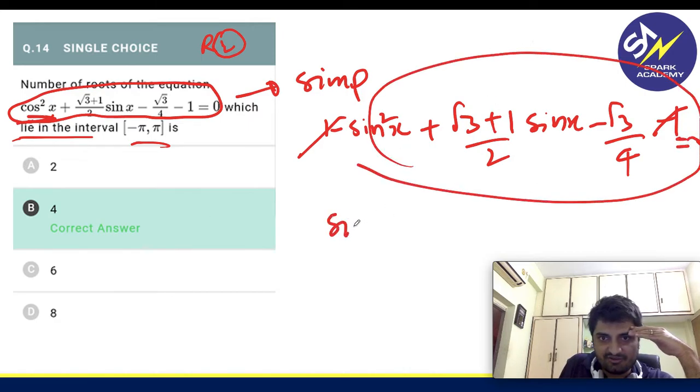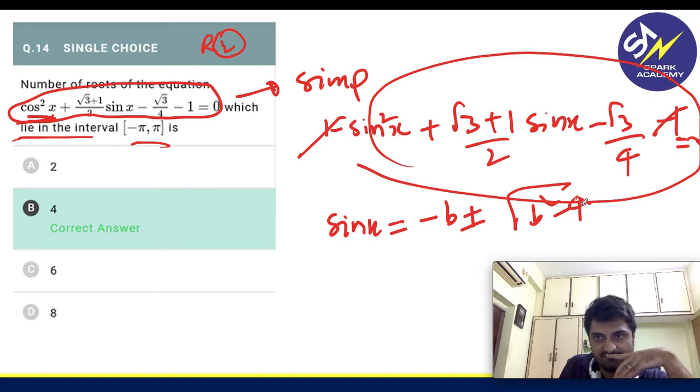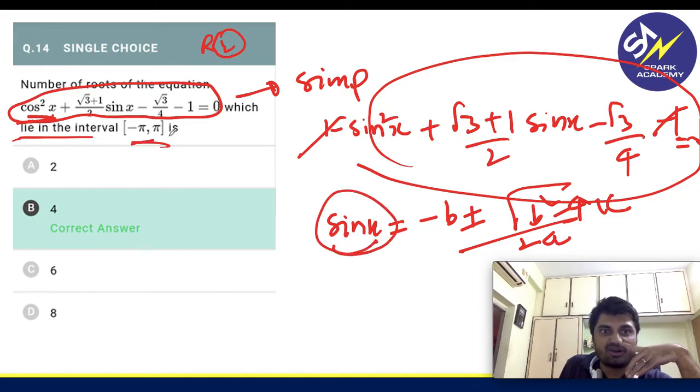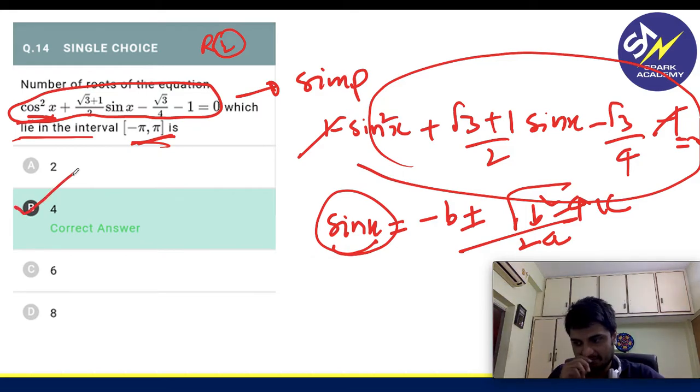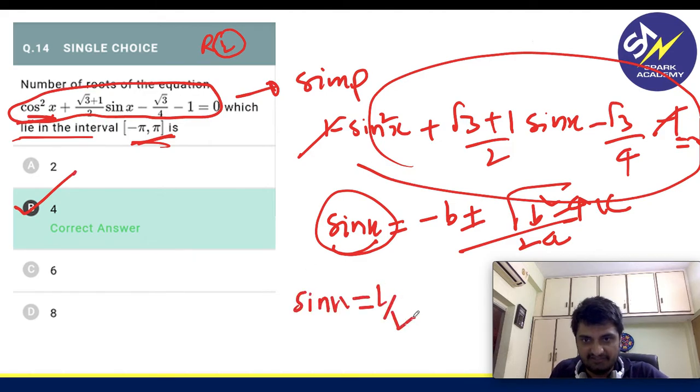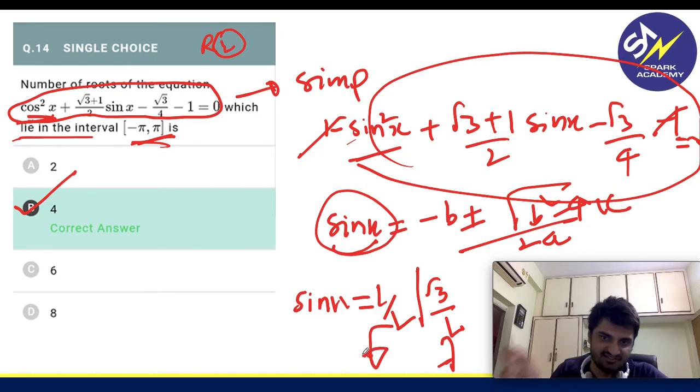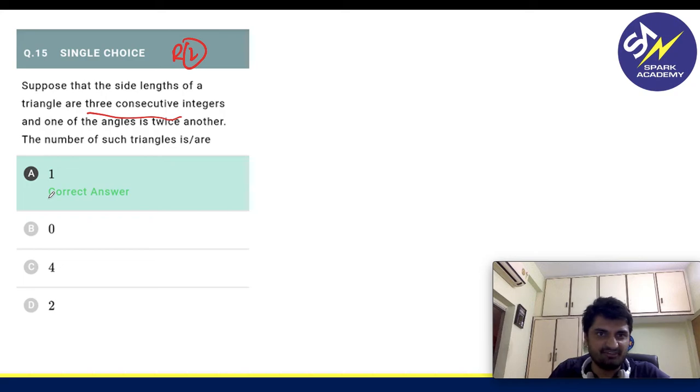This is like a quadratic. So you will get sin x as minus b plus or minus under root of b square minus 4ac, by 2a. So you are getting two values, right? And you need to count. So you'll get 4 actually. If you simplify, you will get sin x as 1 by 2 or root 3 by 2. So you'll get two values for this, two values for this, because sin is positive in the first quadrant as well as the second. Total you will get 4 values. So your simplification, you do it please.